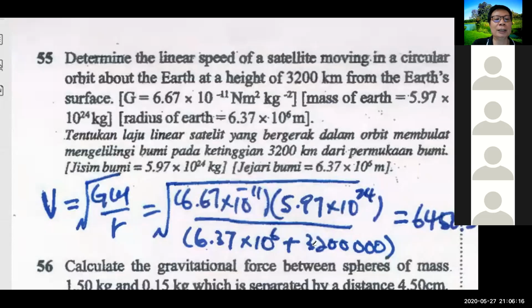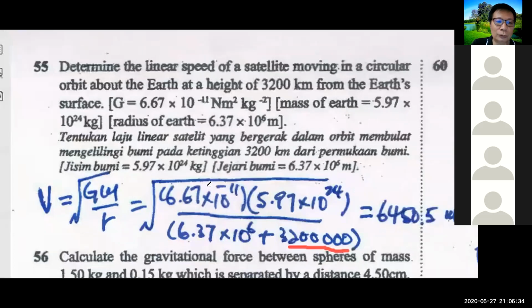This one is in kilometers, so you must change to meters. So the total distance is the radius plus the distance above the surface of the Earth. Once again, use the calculator very, very carefully. If you slightly make a mistake, your answer will be wrong. So your final answer is 6,450.5 meters per second. This is the orbital speed. Certain books call it linear speed, certain books say orbital speed. I will use orbital speed because it's a speed to orbit around the planet. A better term is orbital speed.